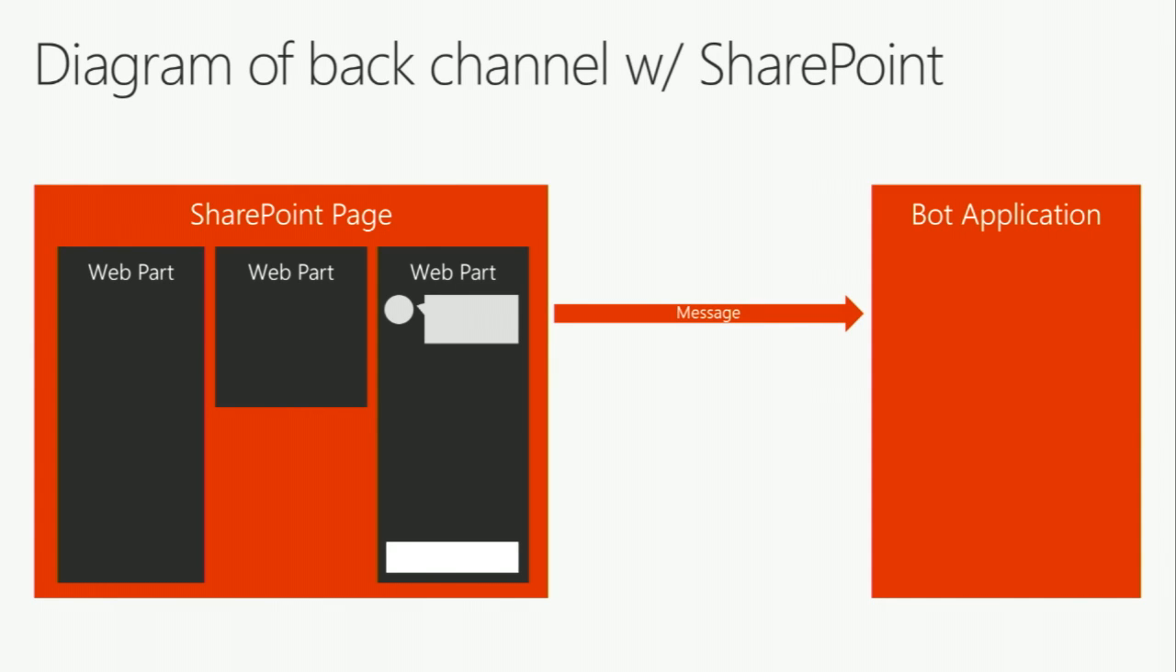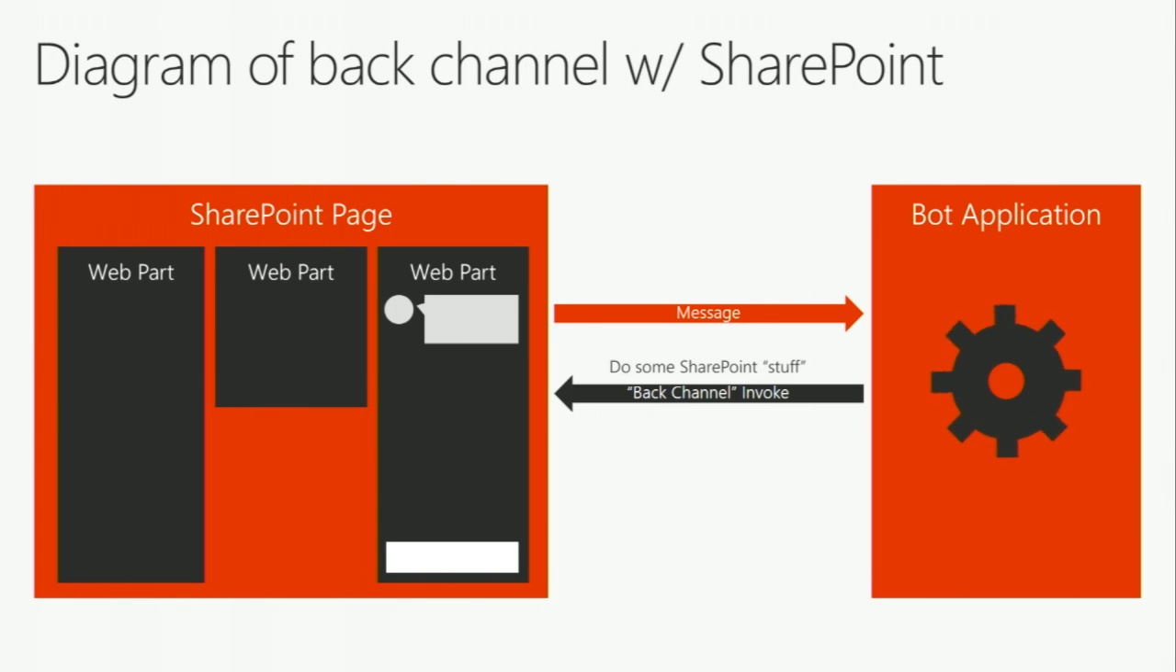And our bot application is going to start doing its thing. So here it's going to crank away, and it's going to say, you know what? I don't have all the information I need. I need some additional information. And so what it can do is call back over to SharePoint through that back channel. It can say, you know what? I need some SharePoint stuff. And so it's going to invoke that across the back channel.